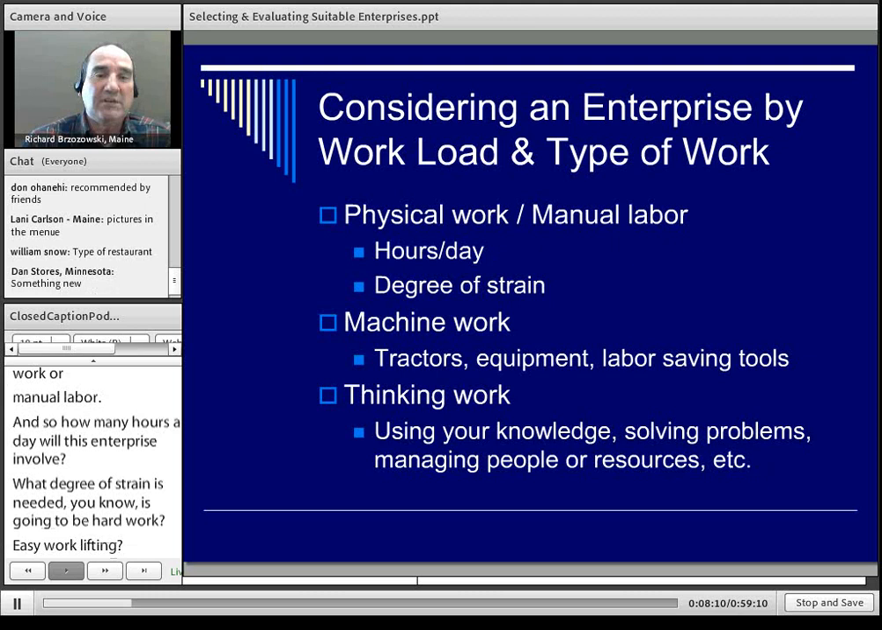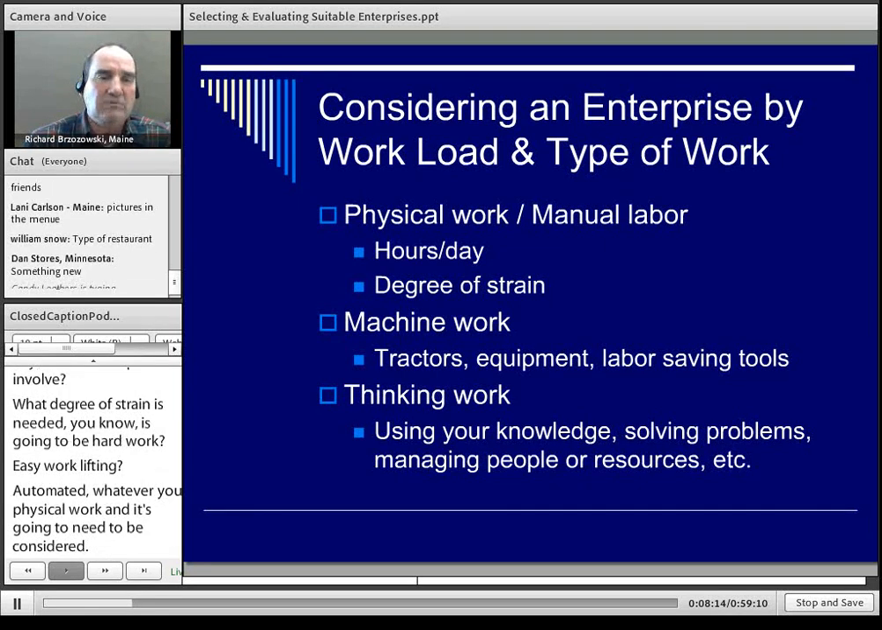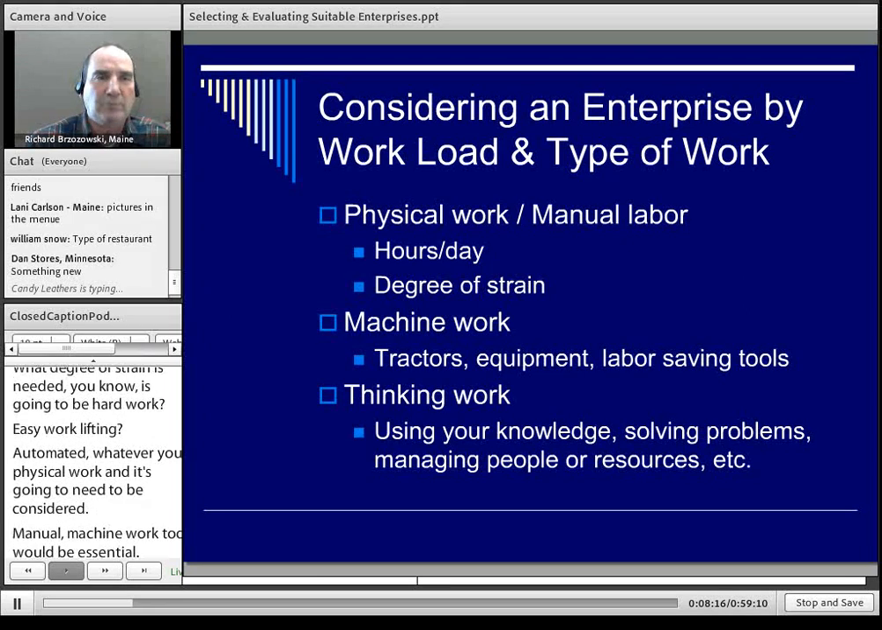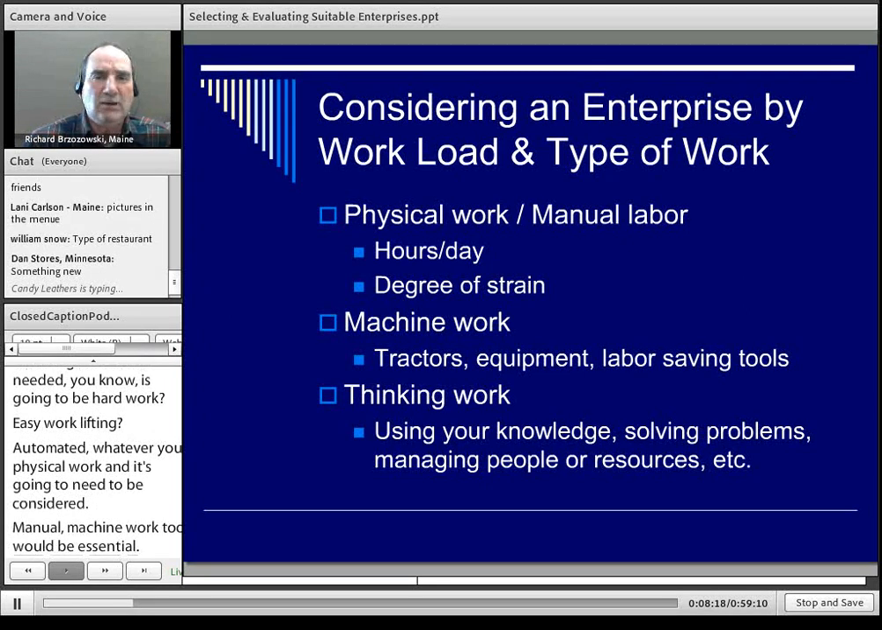Most farms have equipment on them, whether it's tractors or farm implements or other labor-saving tools, could be power tools, shop tools, things like that. But what is needed by this enterprise in order to make it successful or cut down on the labor hours?